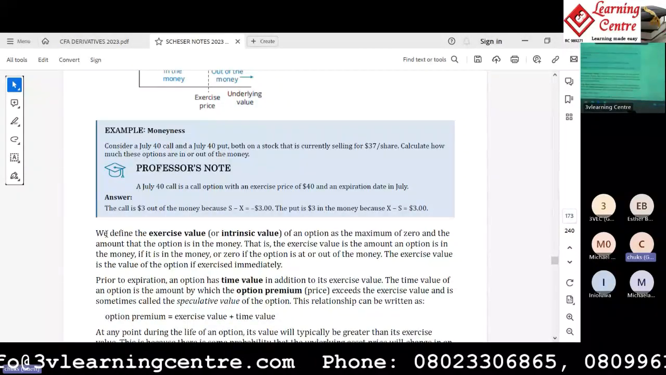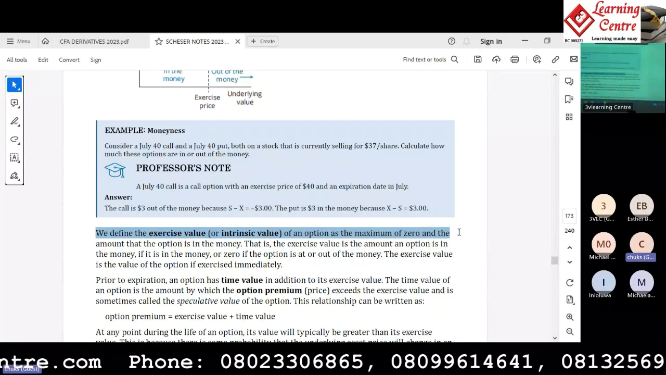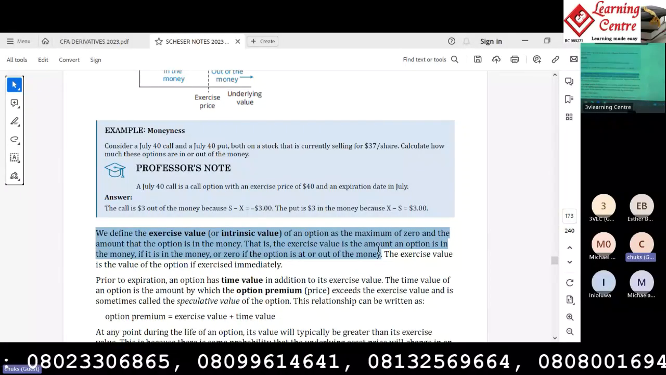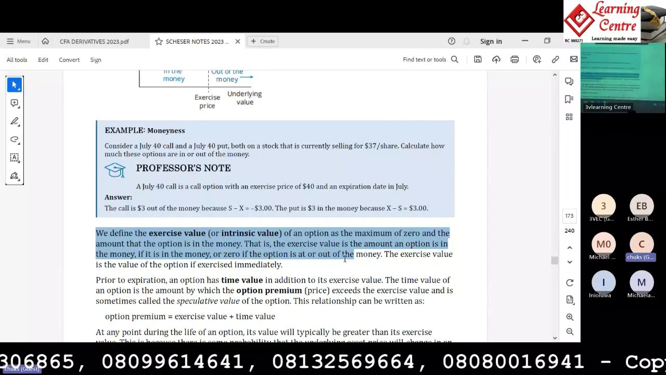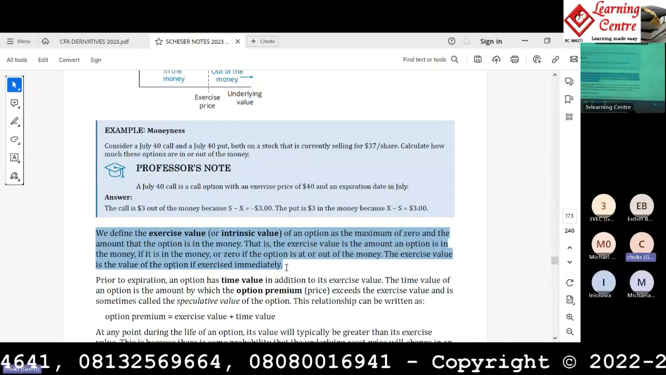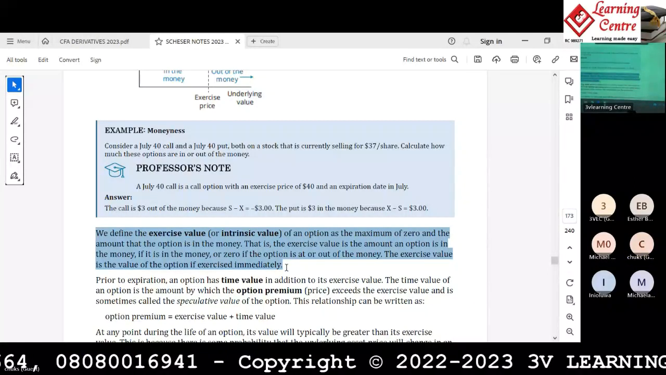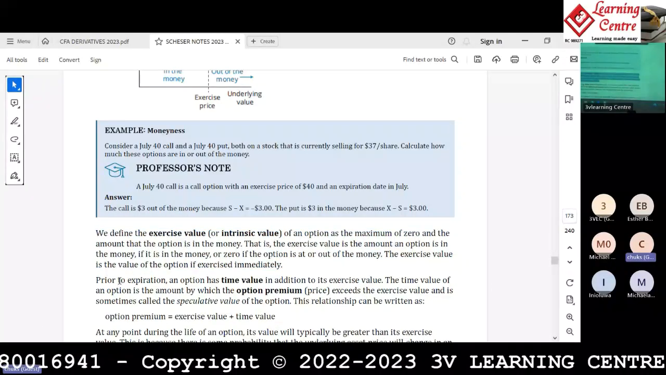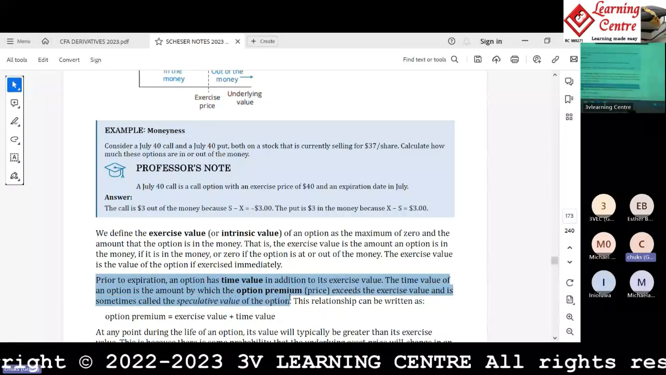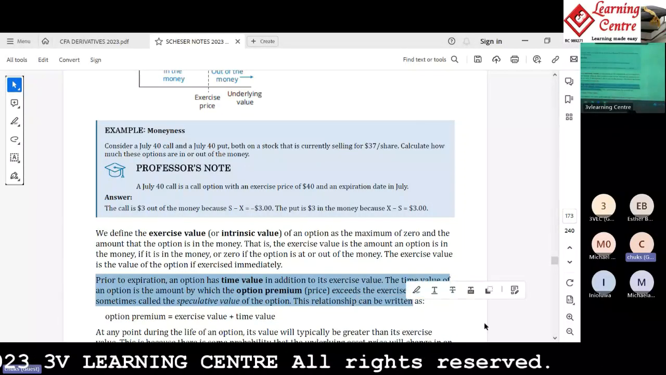Okay. So exercise value, we've spoken about this. Intrinsic value is the maximum of 0 and the amount that the option is in the money. That's the exercise value: the amount an option is in the money, or 0 if the option is at or out of the money. The exercise value is the value of the option if exercised immediately. So this exercise value is what we have been talking about as the value agreed from the beginning, basically. Prior to expiration, an option has time value in addition to its exercise value. The time value of an option is the amount by which the option premium exceeds the exercise value and is sometimes called the speculative value of the option.